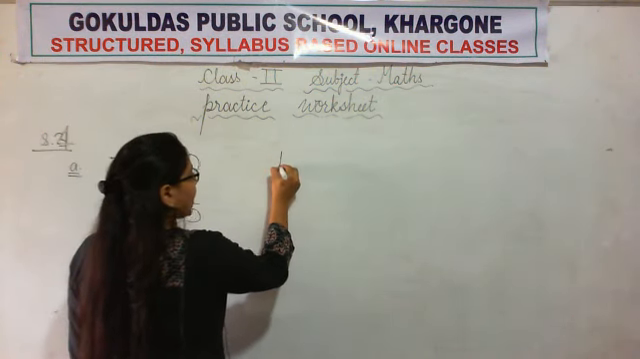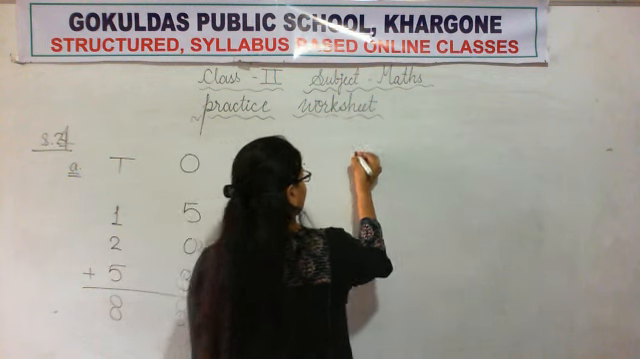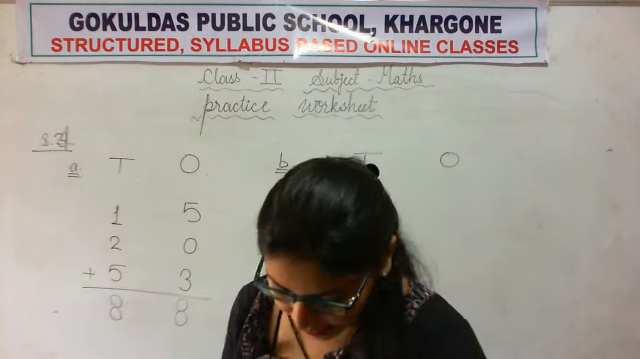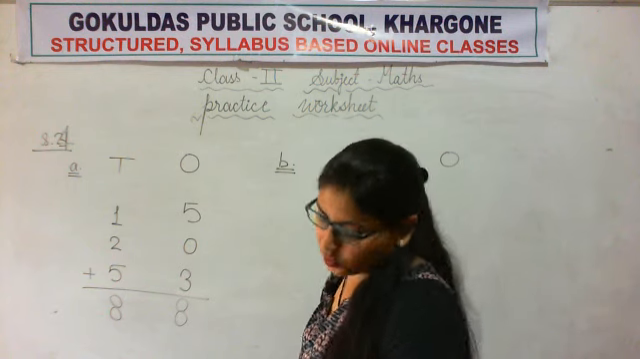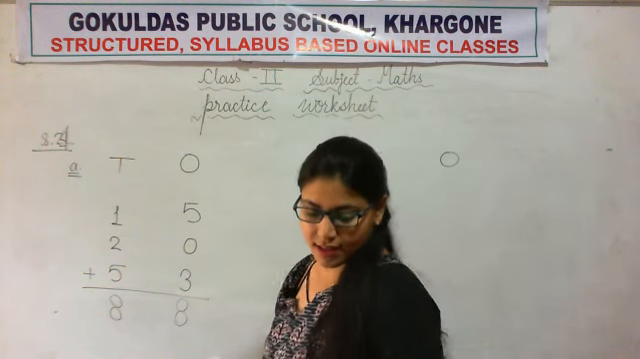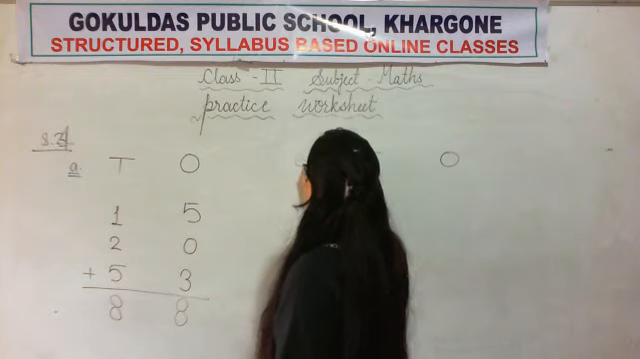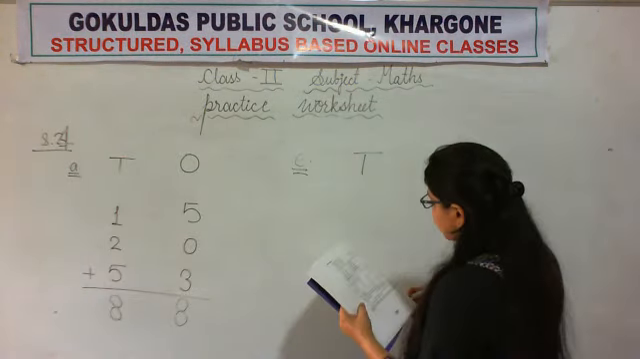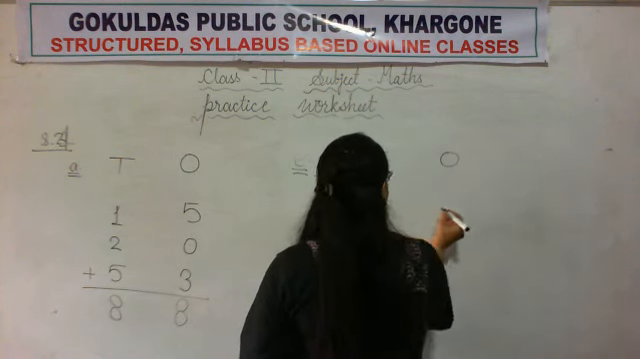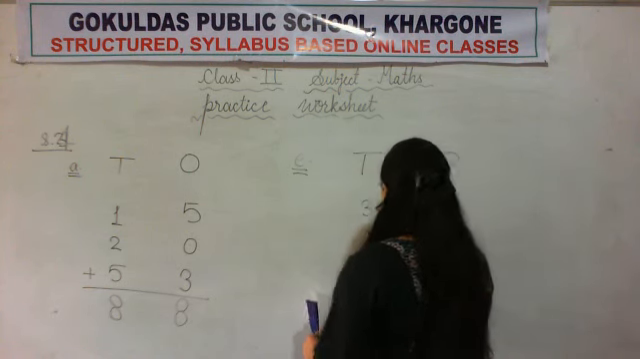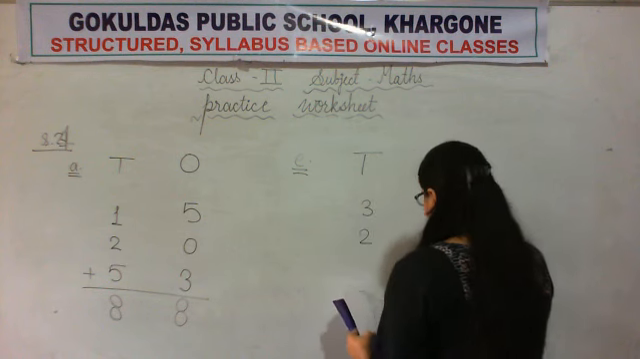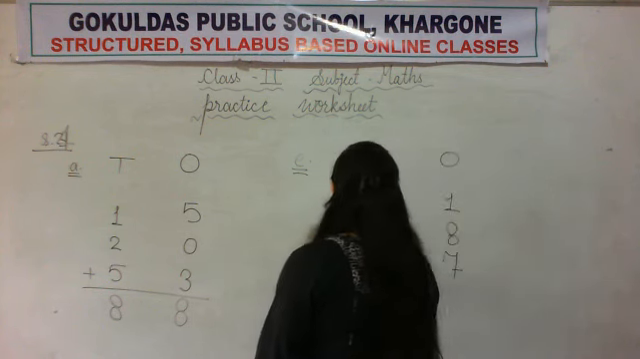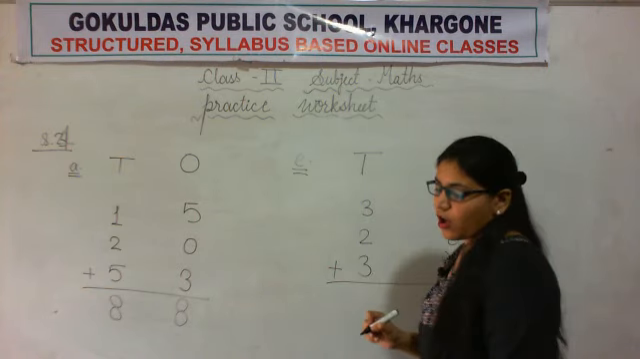Now part B, C, D you can do on your own. I will take part E. Again, first addend is 31, second addend is 28 and the third and last addend is 37. Now let's add them all.